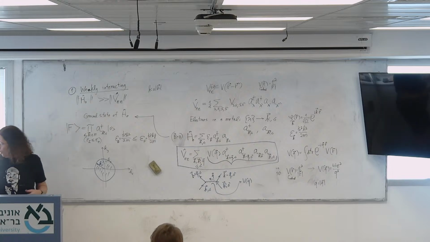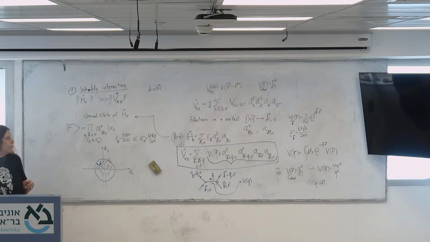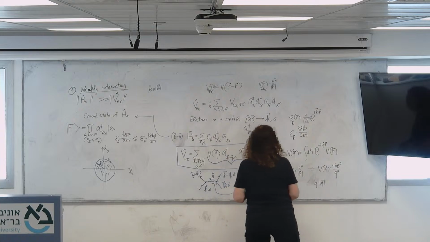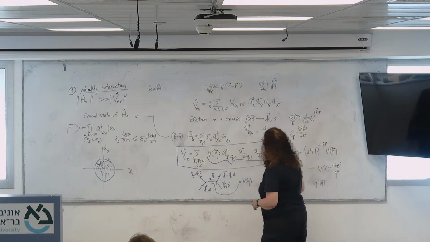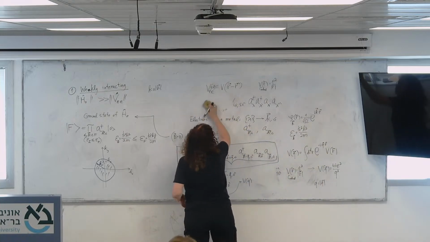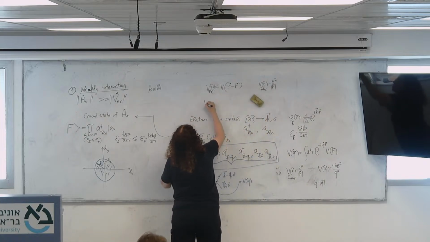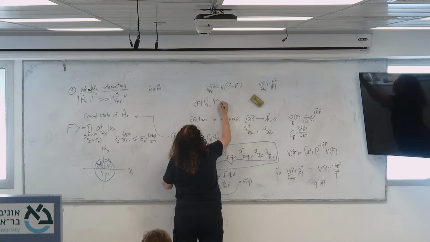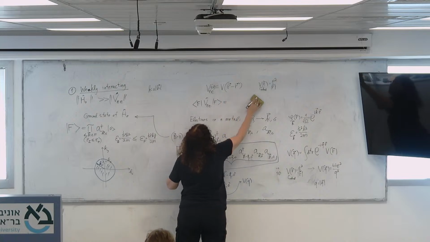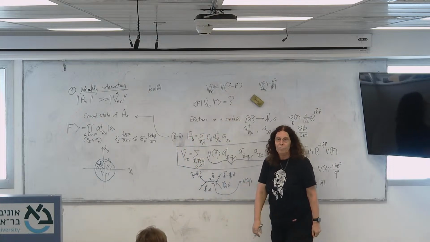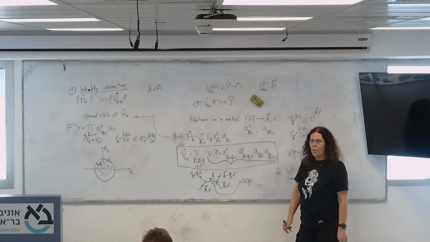So this is what I want to do in order to calculate perturbatively the correction to the energy from the interaction. Okay, so that's what I want to do in our case. I want to take VEE and calculate it. Okay. Now let's think of the calculation.